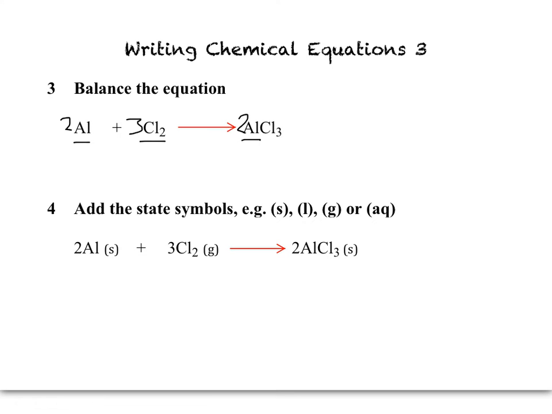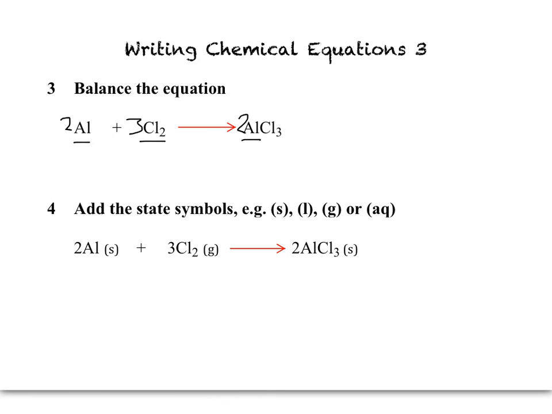Rule 4. Add the state symbols, e.g. solid, liquid, gas, or aqueous. Aluminium is a metal, so is a solid. All metals are solid at room temperature except mercury. Chlorine gas is of course a gas.